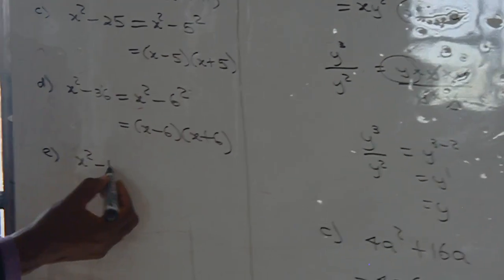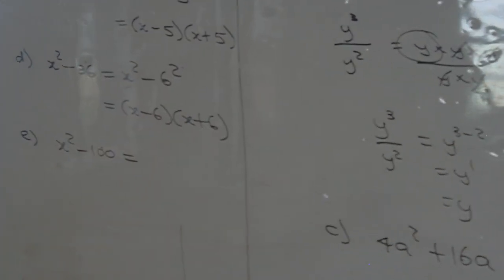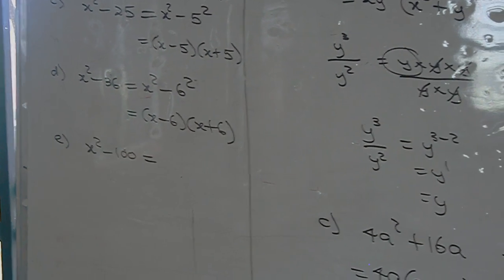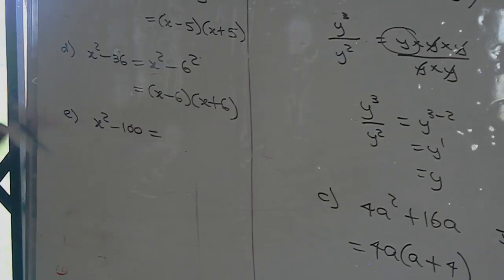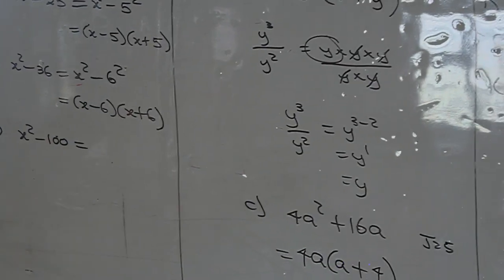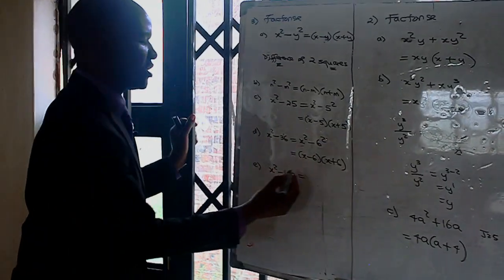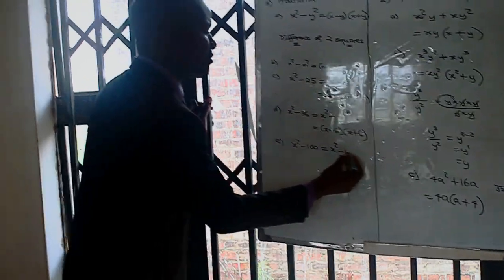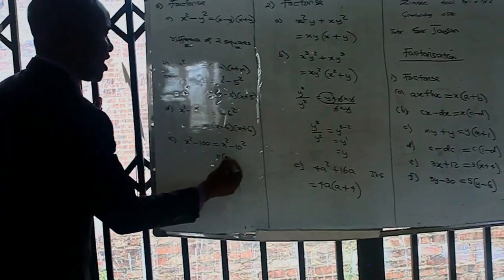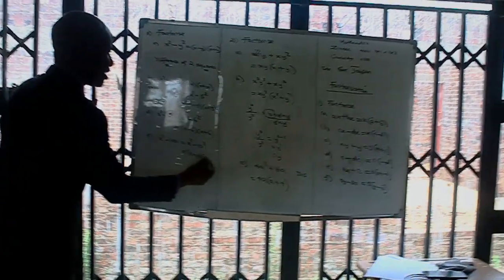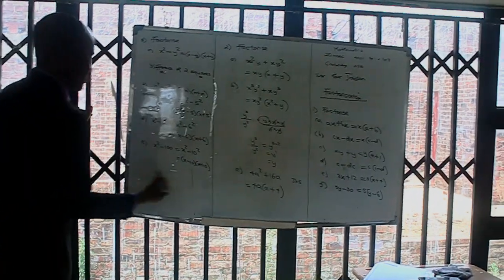X squared minus 100. Right, we need to find the square root of 100. The square root of 100 is 10. 10 by 10 is 100. So this becomes x squared minus 10 squared. Then we have x minus 10, x plus 10.